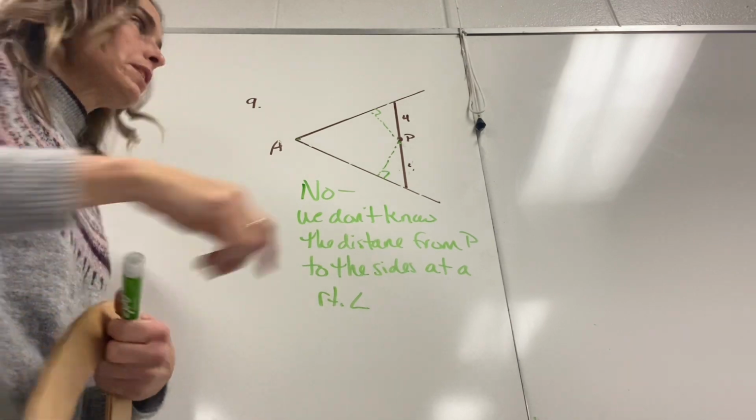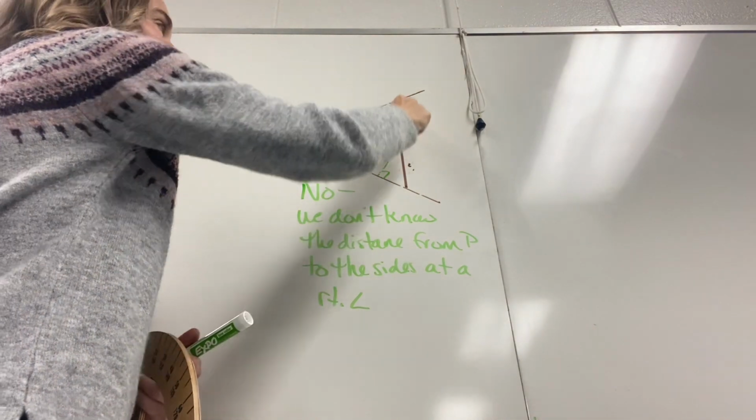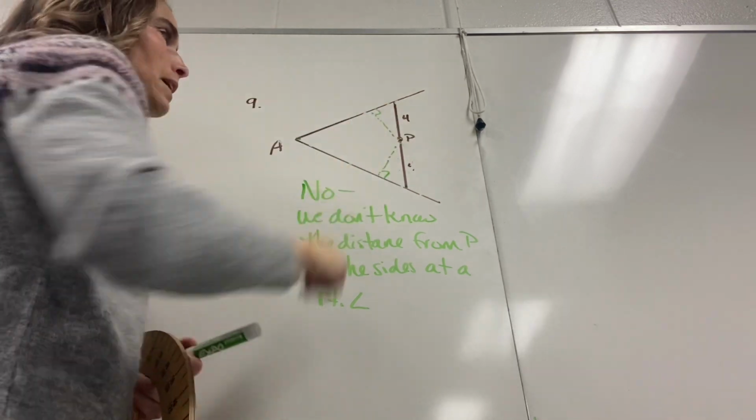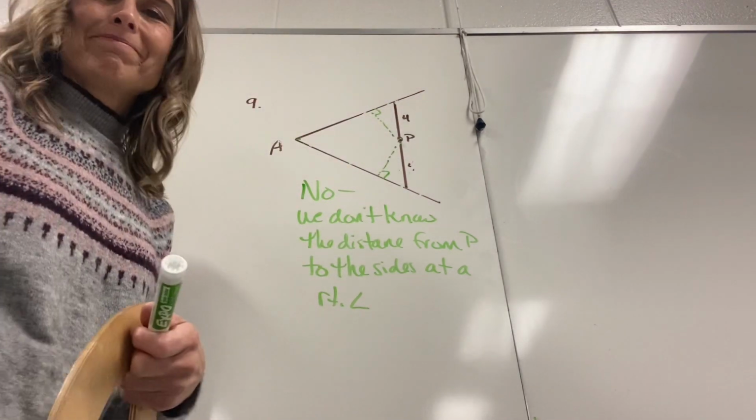It is not perpendicular. So this line right here is not perpendicular to the sides. It doesn't meet at a right angle, so we can't use these distances to say it's equidistant. All right, so that one's no.